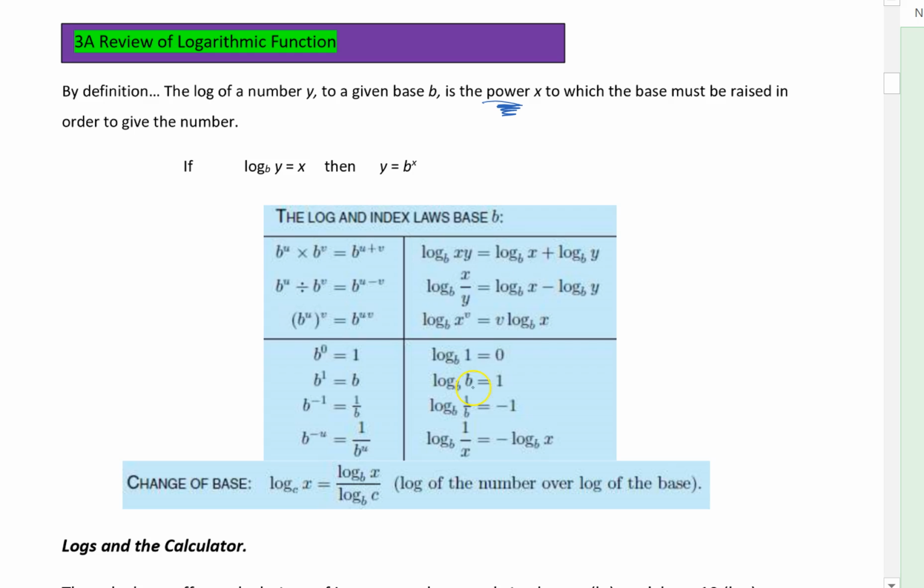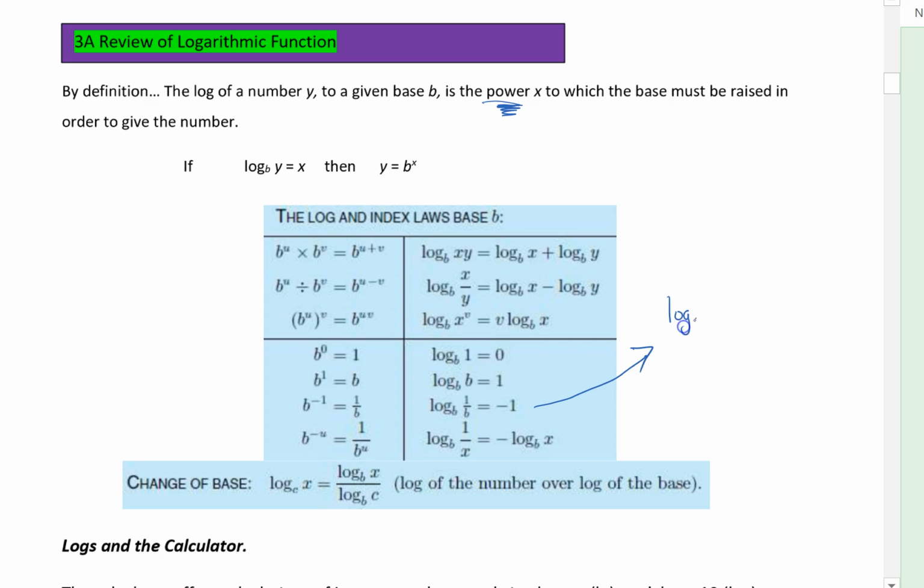Some interesting situations that you should be really familiar with: the log of 1 to base b, and b can be anything there, the log of the number 1 is 0. Where does that come from? The number that you raise any base b to, in order for it to turn into 1, must be the index 0. What do you raise b to get b? The answer is 1.